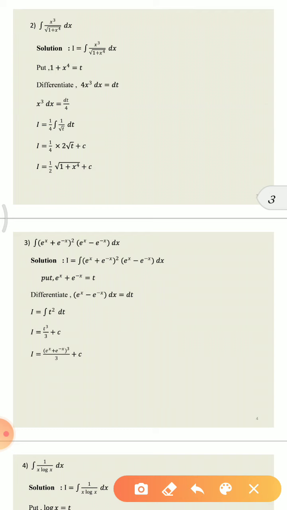We substitute 1 plus x raised to 4 is equal to t here. Differentiate this: the derivative of 1 is 0, and for x raised to 4, applying the x raised to n formula, x raised to n minus 1, that is 4x raised to 4 minus 1, that is 4x cube dx is equal to dt. We want here only x cube dx. Shifting this 4, we divide, so x cube dx is equal to dt upon 4.